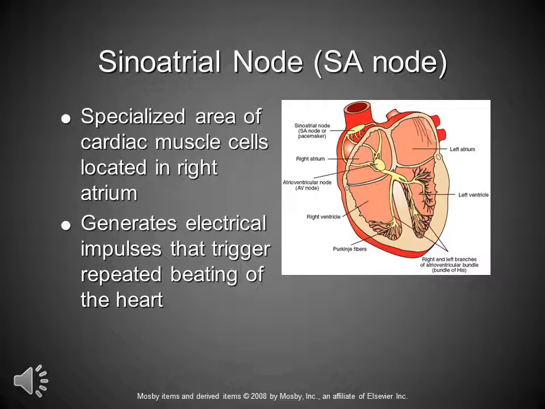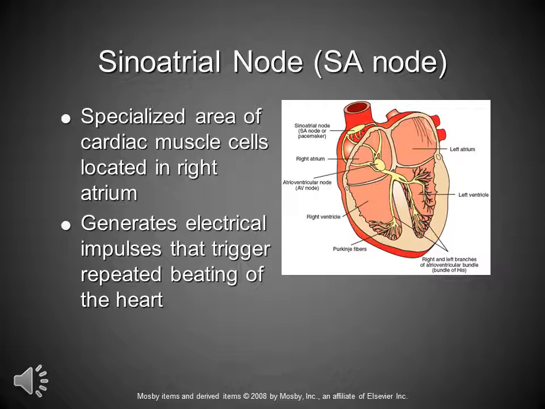An important part of blood flow through the heart is the cardiac conduction system. The cardiac conduction system starts with the sinoatrial node, also known as the SA node, also known as the pacemaker. This is a specialized area of cardiac muscle cells that are located in the upper right atrium of the heart. These cells generate electrical impulses that will trigger the consistent and regular beating of the heart.